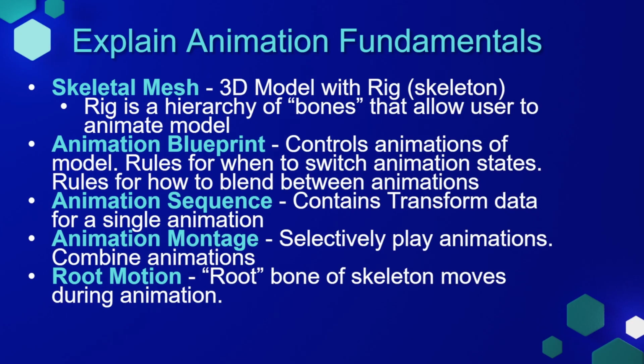And we can use a skeletal mesh with its rig to animate our model. And this is done with a few different assets. An animation blueprint controls the animation of a model. It contains rules for when to switch animation states, and also rules for how to blend between animations. An animation sequence contains transform data for a single animation.